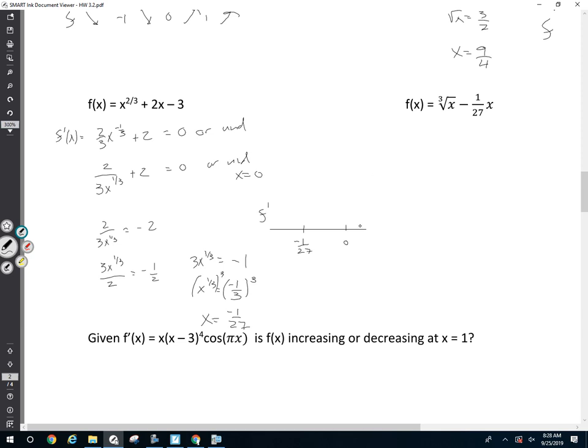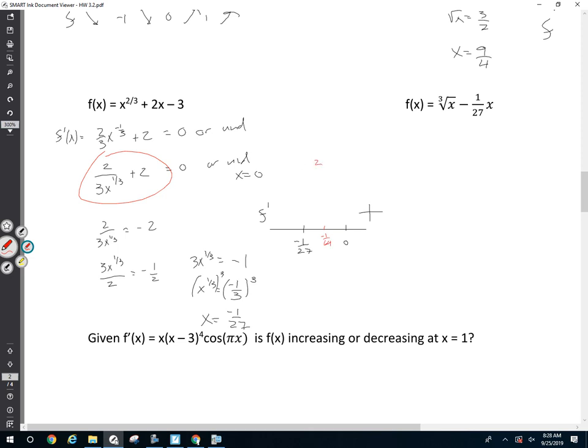I could plug in something bigger than 0 into this. Positive 1: 2/3 plus 2, positive. That's easy. But when I plug in something between 0 and negative 1/27, what should I do? Well, you're going to plug it into here. So pick something that you can cube root, like 64, which is 4 cubed. If I plugged in negative 1/64, let's see what would happen.